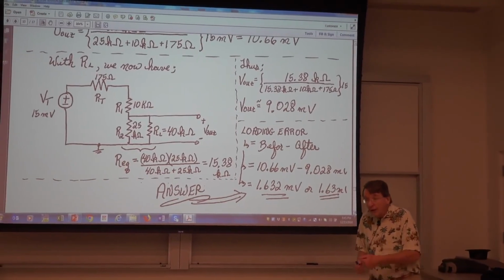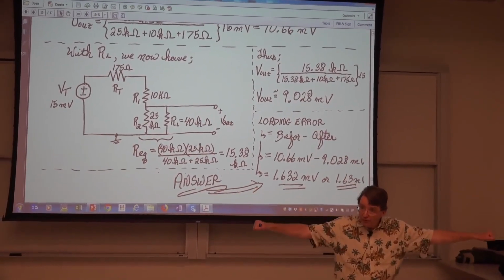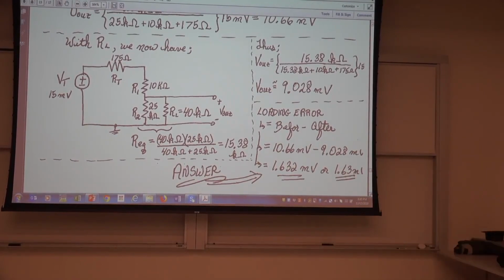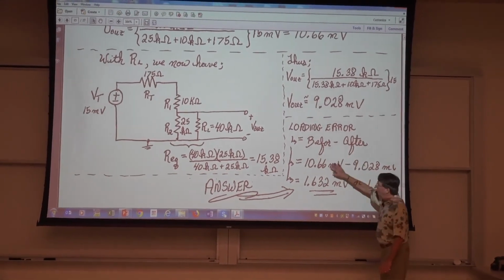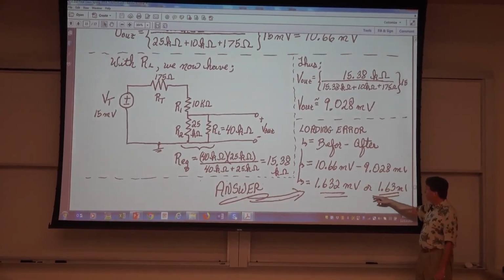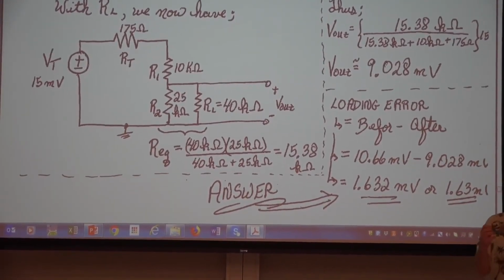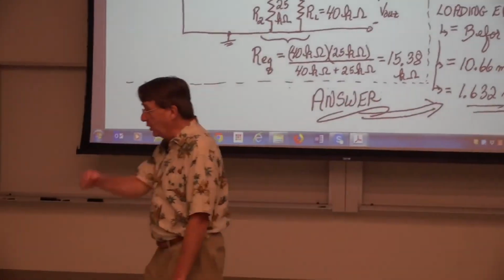Notice, when you add a load resistor, you're pushing the voltage down. Okay? You're pushing the voltage down. So the loading is the difference. And I spelled before wrong. I never noticed that. So before minus after. So this minus this is the loading error, 1.63 millivolts. That's how much the voltage changes by adding that load resistor.